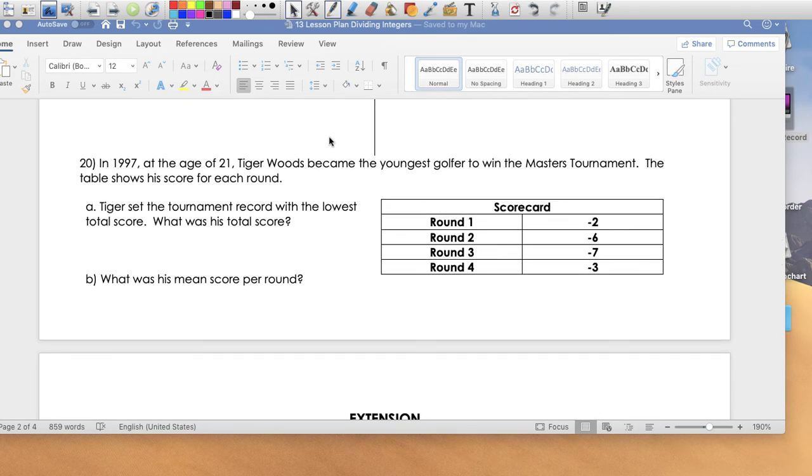In 1997, Tiger Woods became the youngest golfer to win the Masters. His score. So in golf, I don't like these questions because it's, you know, how many of you do play golf?